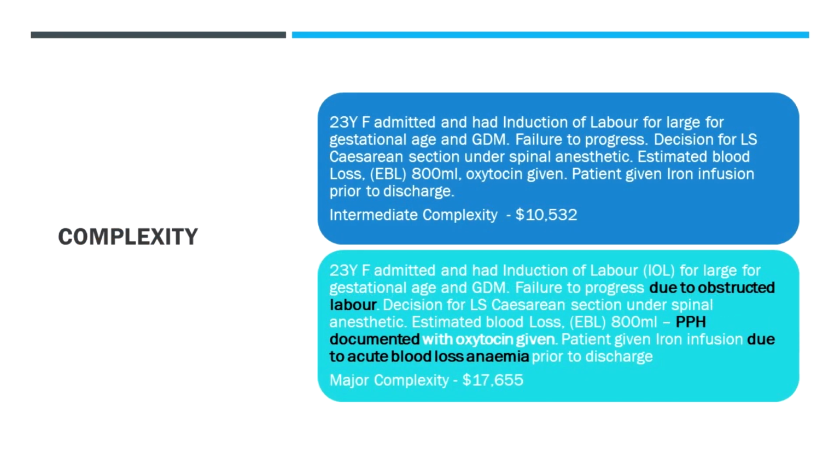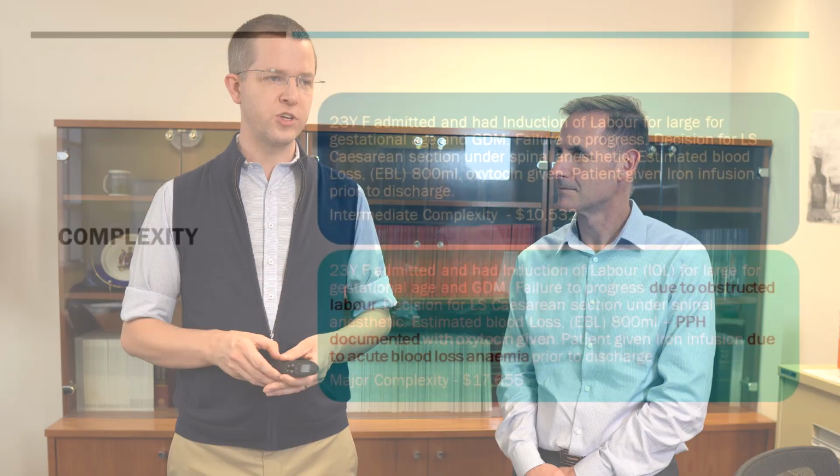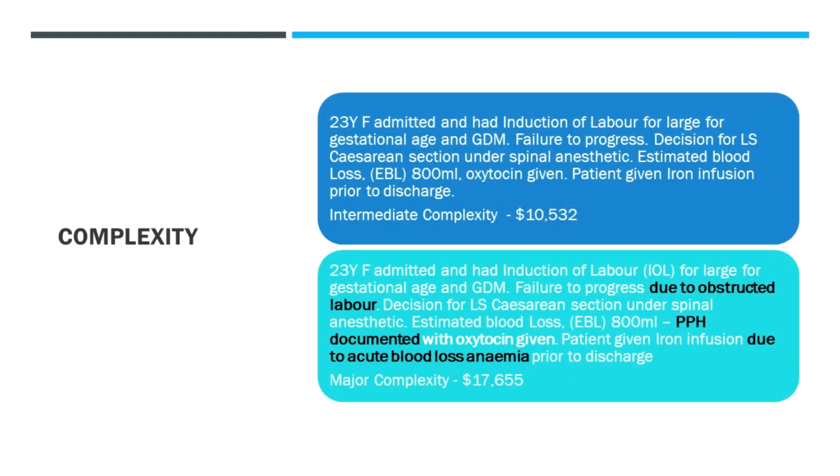So here's an example. We've got a 23-year-old female that's admitted and had an induction of labour for gestational age and gestational diabetes. Notice that we've linked clearly the relationship of the induction of labour and the indication diagnosis related to that. There was then failure to progress. We haven't listed why there was failure to progress or put a stage to that. There was a decision for a caesarean section under spinal anaesthesia. There was blood loss estimated at 800 mils. Great to quantify that. Oxytocin was given, and the patient was given an iron infusion prior to discharge. So that would put into an intermediate complexity with a remuneration of about $10,000.